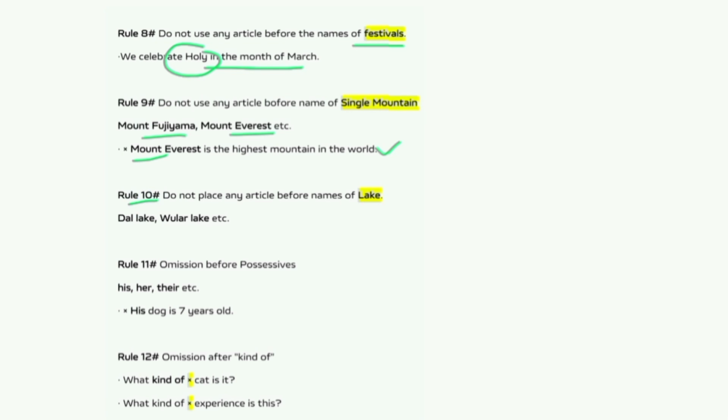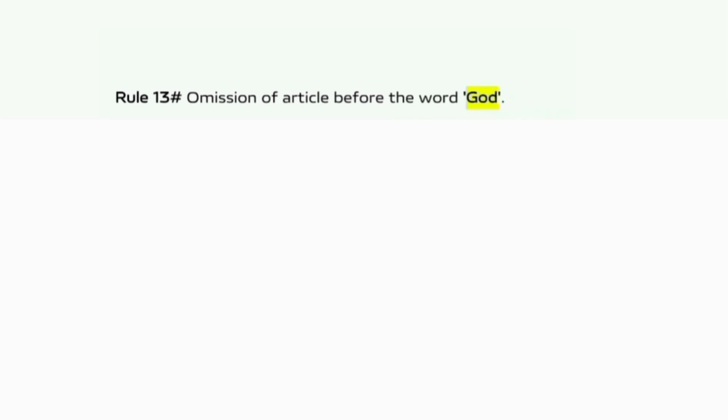Let's take the next rule. Rule number 10. We don't use any article before names of lakes. For example, Dal Lake, Wooler Lake, etc. And we don't use any article before possessives like his, her, their, and so on. Let's take a sentence. His dog is 7 years old. We use no article after kind of. Like, what kind of cat is it? And the next sentence, what kind of experience is this? And at last, don't use any article before the word God.